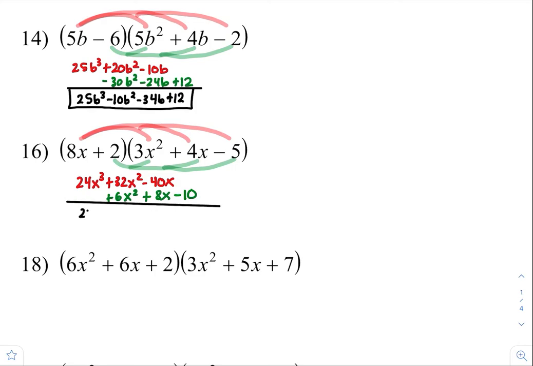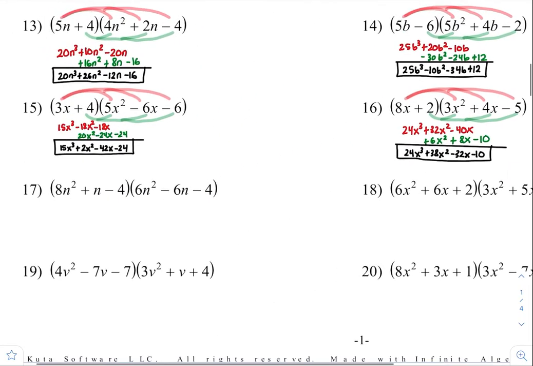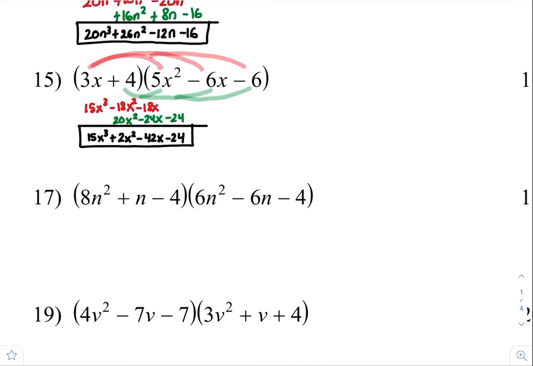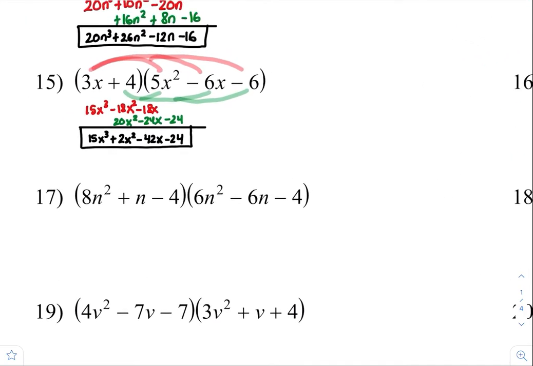So combine like terms, 24x to the third. 32 plus 6, you guys, is plus 38x to the second. Negative 40x plus 8, you guys, is minus 32x minus 10. Now these last two, which are the juggernaut type problems, you guys. So first we're going to distribute these, you guys, here first.